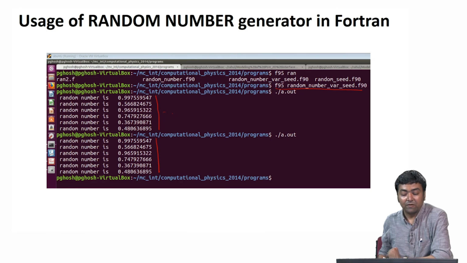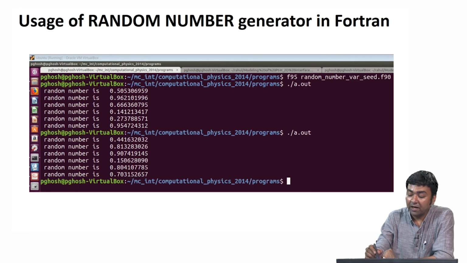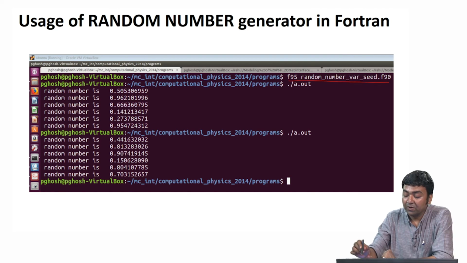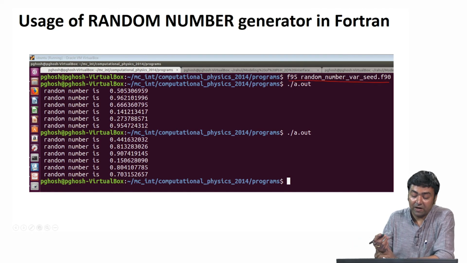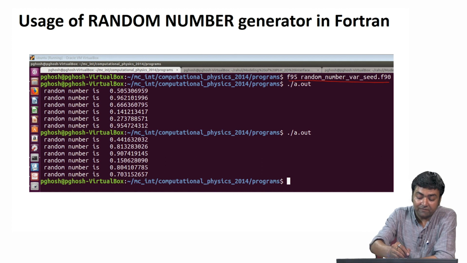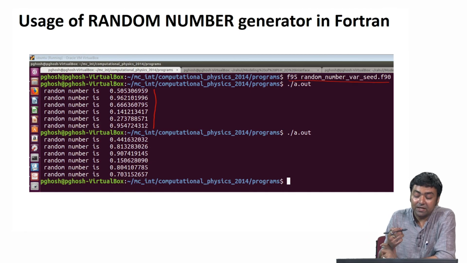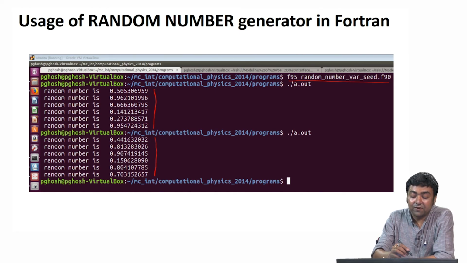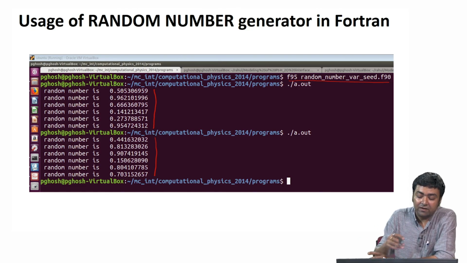Now, if I run the program, I am compiling the program. In this part I am calling my random_seed subroutine. If I run it the first time, you see I get a set of random numbers. When I run it a second time, I get a new set of random numbers, all the 6 are different. The reason is that when I run the second time, the system clock has changed, and as a result I have a new seed, and a new set of random numbers is generated.